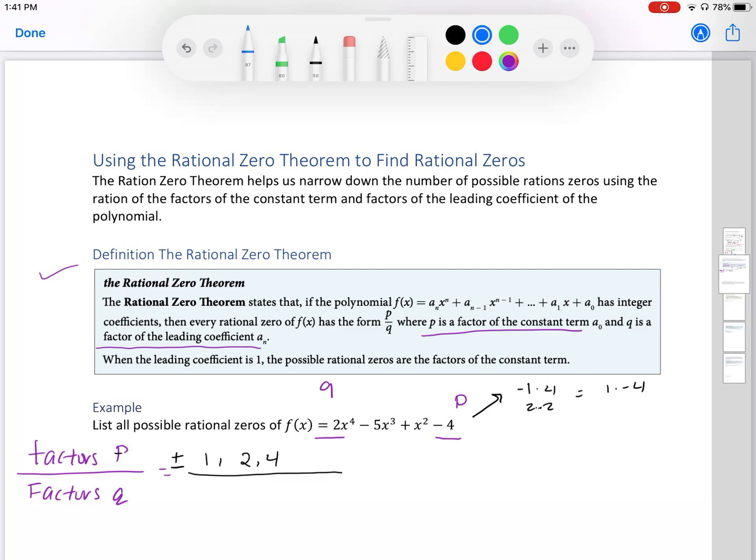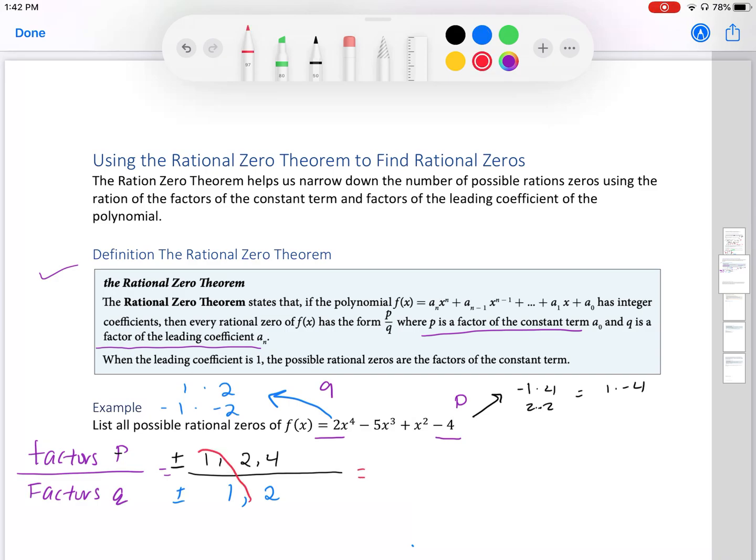And for our leading coefficient 2, I can get 2 from 1 times 2. So I write 1 and 2. But same thing, is it positive 1 and positive 2, or negative 1 and negative 2? So we also have to write plus or minus. If it helps, you can disregard the sign and just always add plus or minus, because that's what's going to happen regardless. All right, now I need to create fractions using all these numbers.